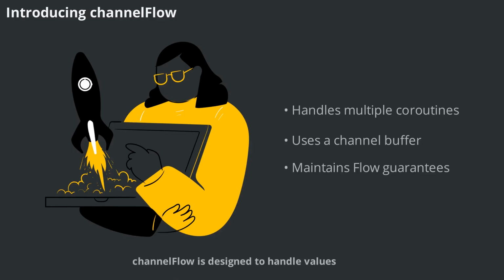Channel flow is designed to handle values from multiple coroutines or external sources. It creates a channel that acts as a buffer, allowing emissions from different contexts. The channel ensures that values are delivered to the collector safely, maintaining Flow's guarantees. This makes channel flow ideal for scenarios where work happens in parallel or outside the collecting coroutine.